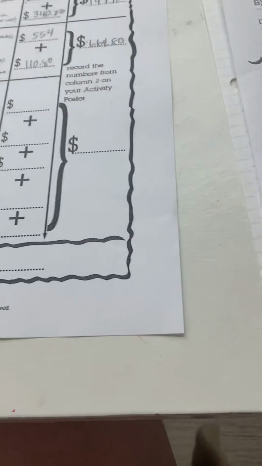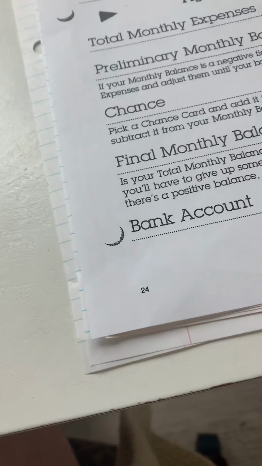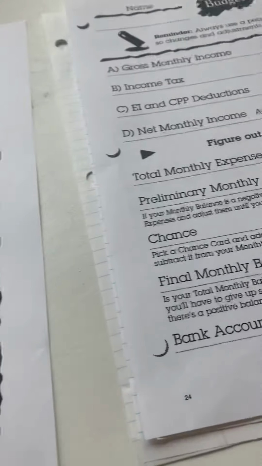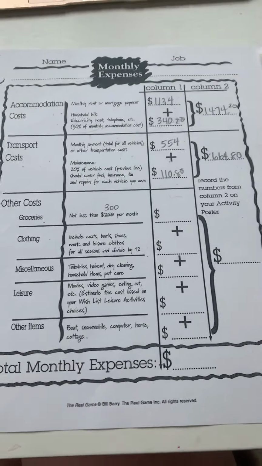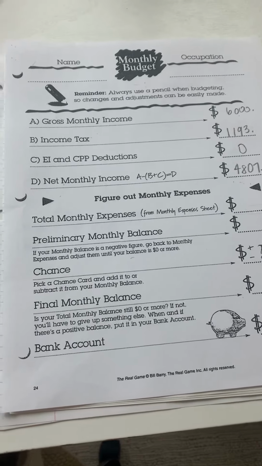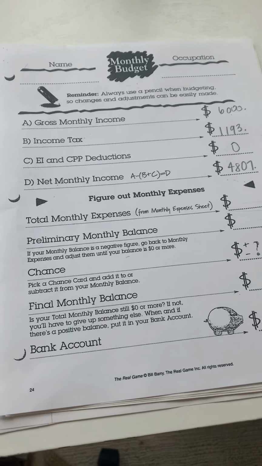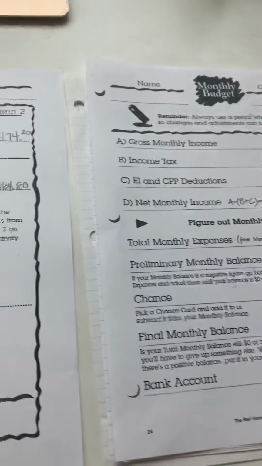Today I'm going to explain to you the three most important pages that you will have for the next 2 weeks. They are the monthly expenses page and the monthly budget page. These pages can be found on Edsby. I put them there on Thursday. If you have a printer, you print them out.